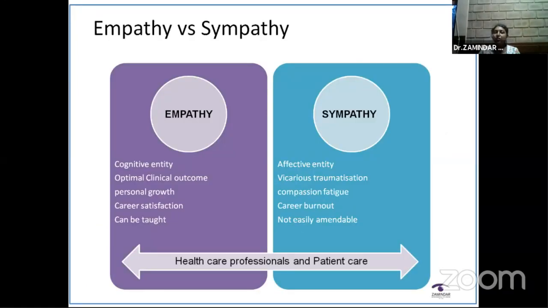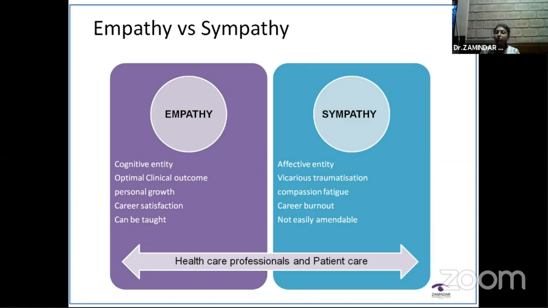It is vital, especially in our practice, always to differentiate between empathy and sympathy because they have different clinical outcomes. Empathy is a cognitive entity, that is, it is the ability to acquire factual knowledge that can be tested, whereas sympathy is an affective entity. What we mean by affective entity is that it is driven by emotions. Most of the actions are driven by a person's emotion or feelings.